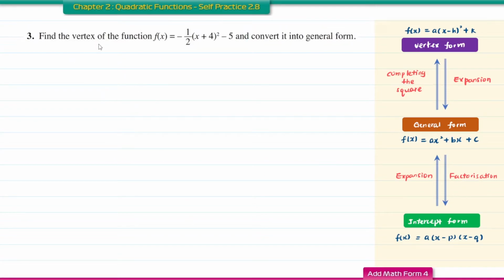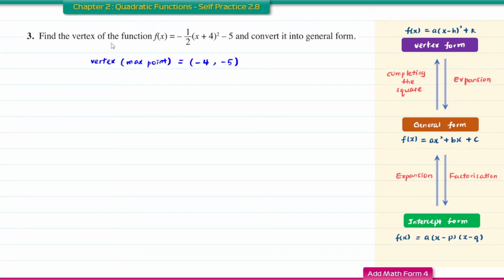Question number 3. Find the vertex of these functions and convert it into general form. The vertex of this function is also known as the maximum point, as the value of a is equal to negative 1 over 2, which is less than 0. From the bracket here, x plus 4, therefore the x coordinate of the vertex will be negative 4. This negative 5 here is the y coordinate for the vertex.